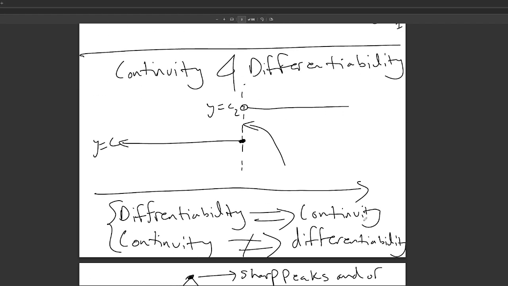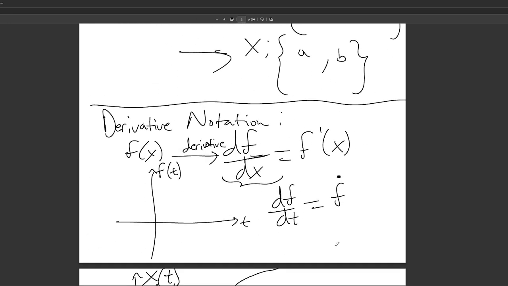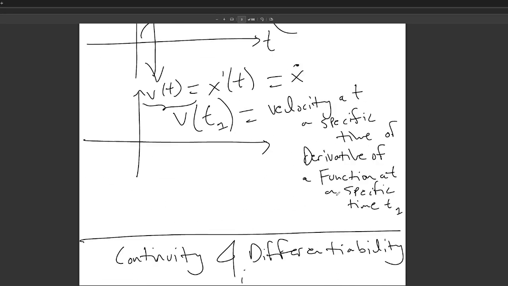Going back to notation, I should probably give you one more type of notation. You know how we say y equals f of x? You can also say y prime. Y prime is the same as df dx, or you can do dy dx, which is very famous. It's all the same.